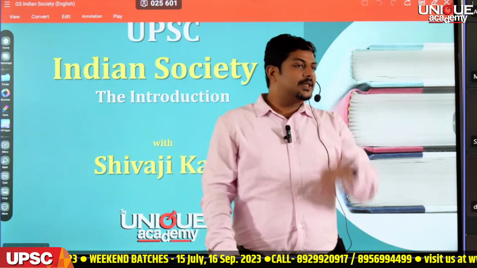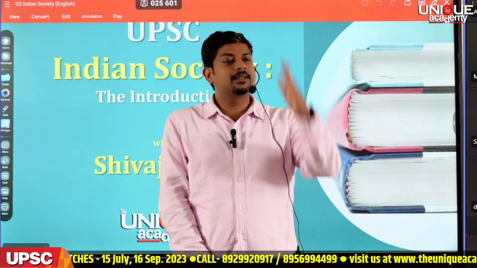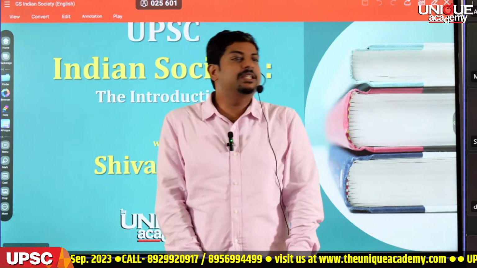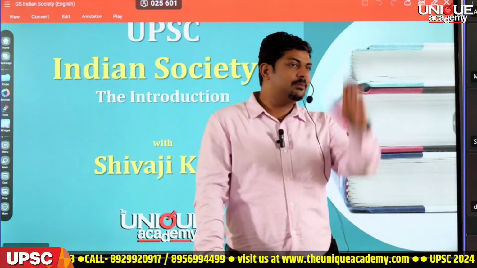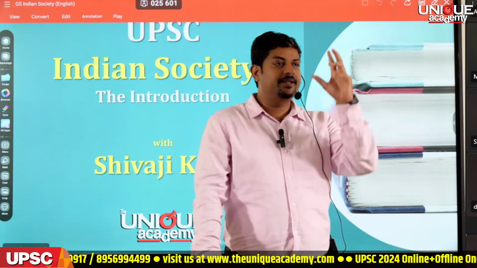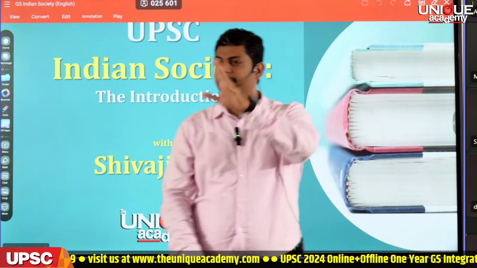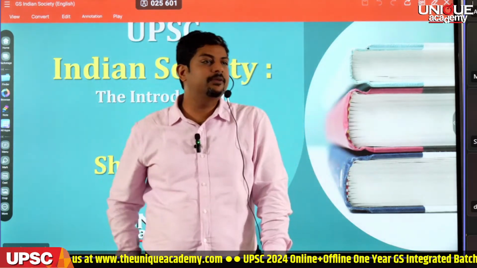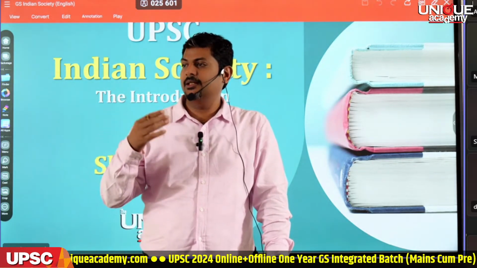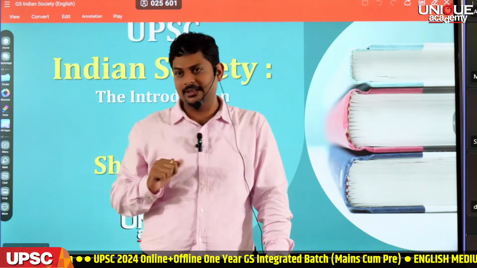So there are 4 general studies papers, GS 1, 2, 3, 4, in which there are different subjects within the general studies paper also, right? In GS paper 1, you can see that your syllabus is divided into 3 subjects: history, geography, and Indian society. Now that part will also be subdivided into a few. For example, history will have ancient history, medieval history, modern history, world history, and post-independence India.